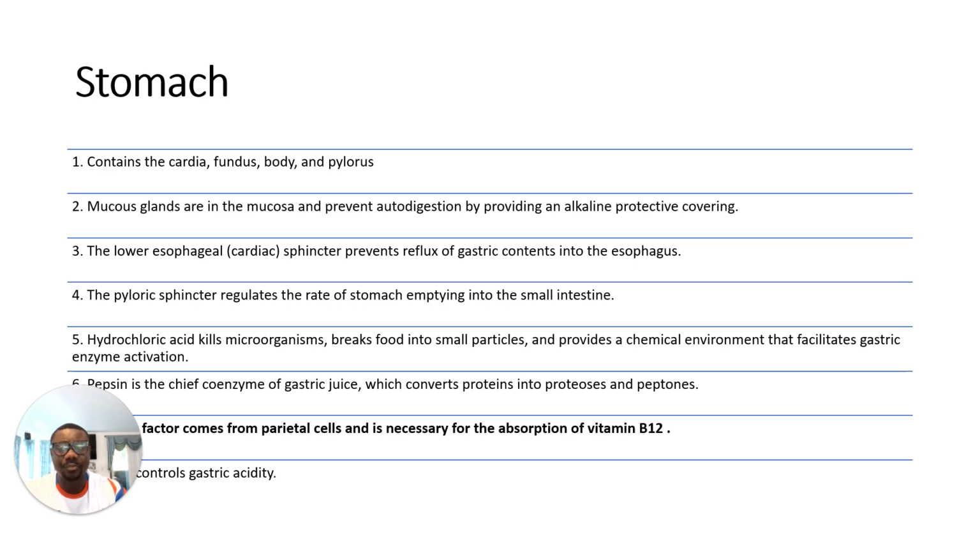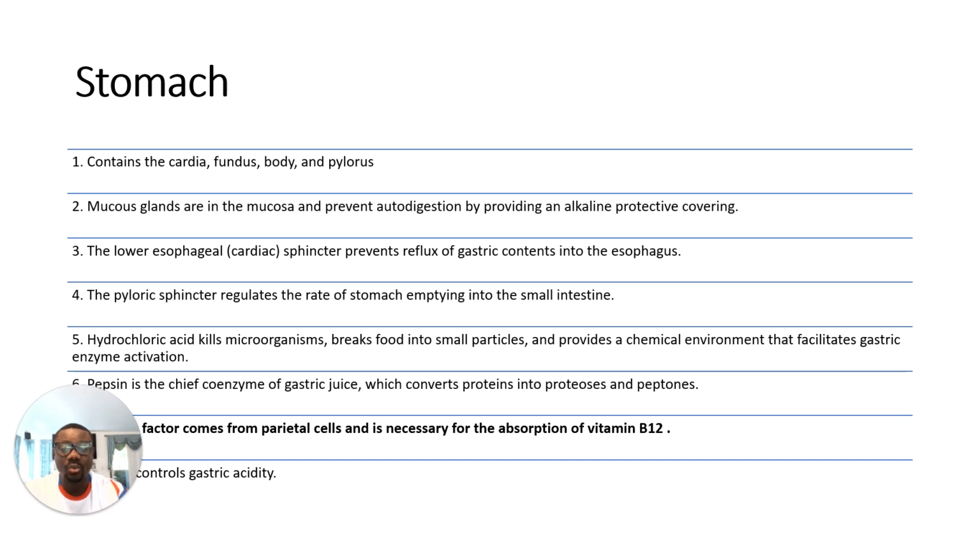Now, the stomach has a couple of things that you want to make sure you know. It contains the cardia, the fundus, the body, and the pylorus. There is a mucous membrane. The mucous glands are in the mucosa and they prevent autodigestion by providing an alkaline environment. You also have the lower esophageal sphincter, which helps to prevent gastric reflux. That is, when you eat food, this sphincter or valve helps to prevent the backflow, or what we call the regurgitation, of food back into the mouth.